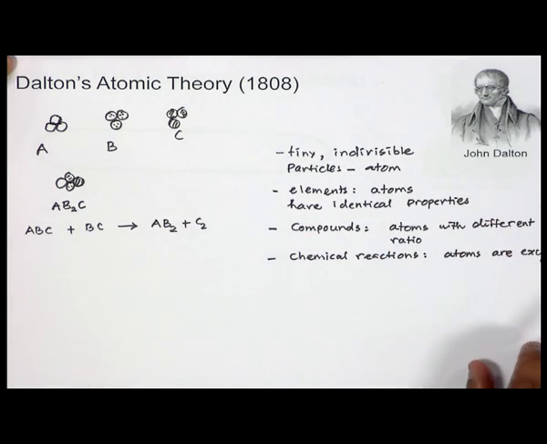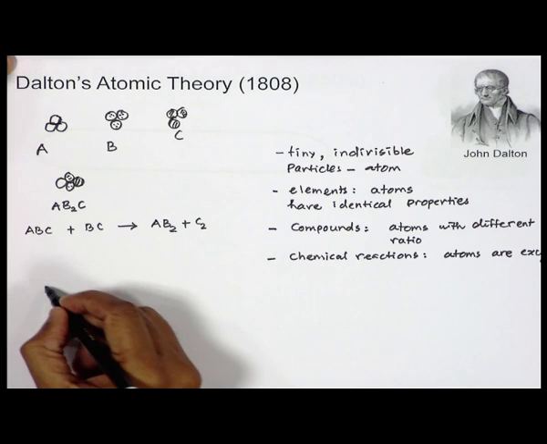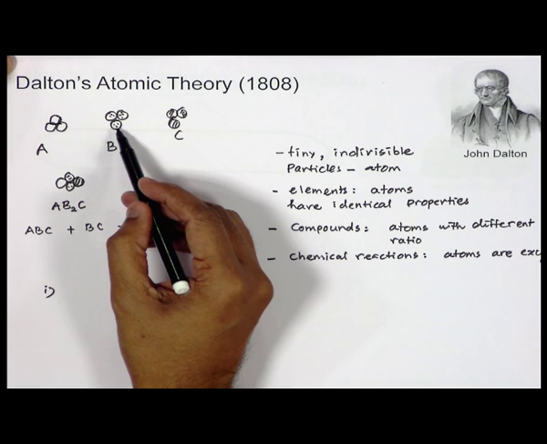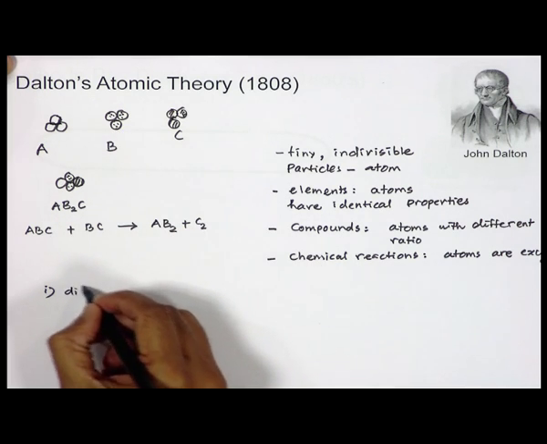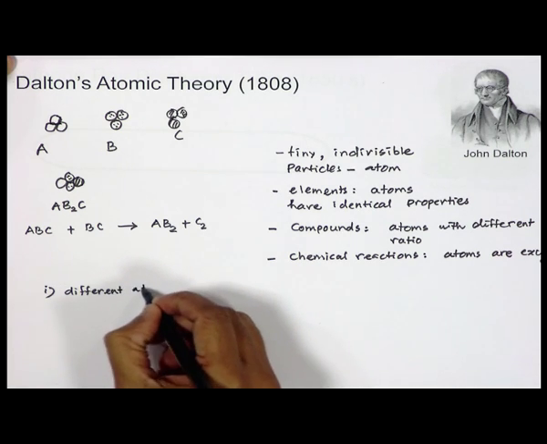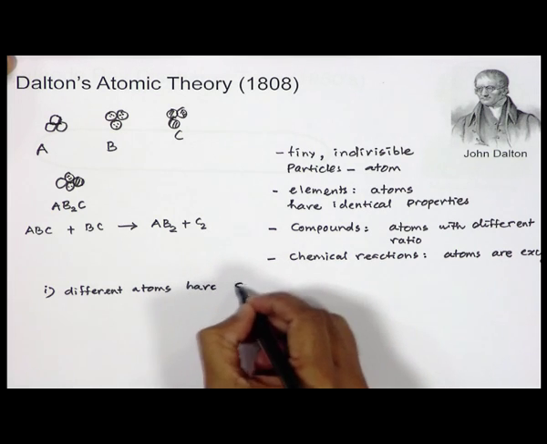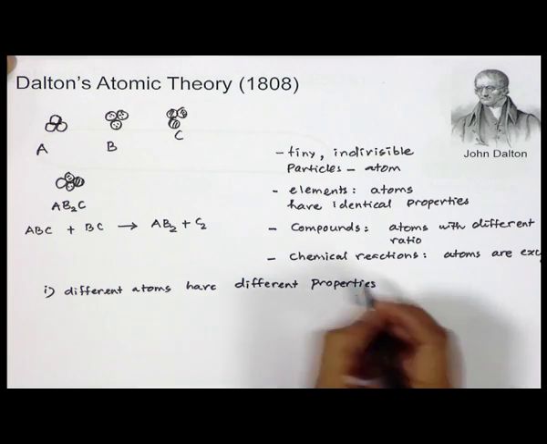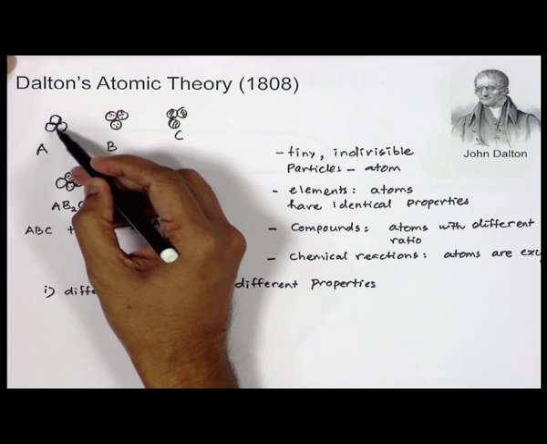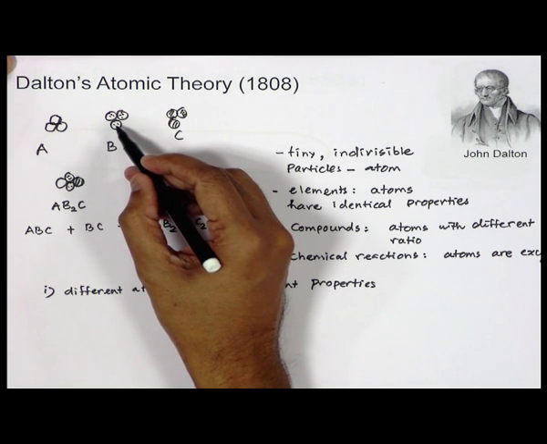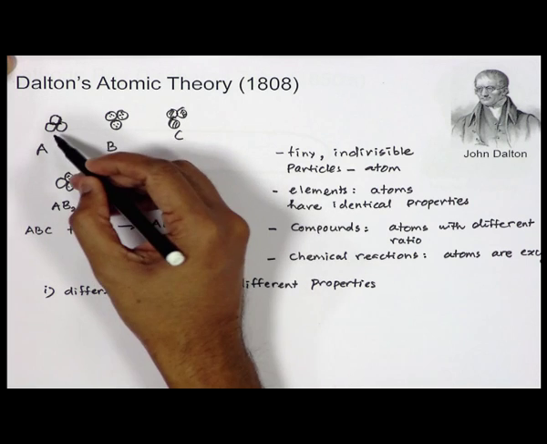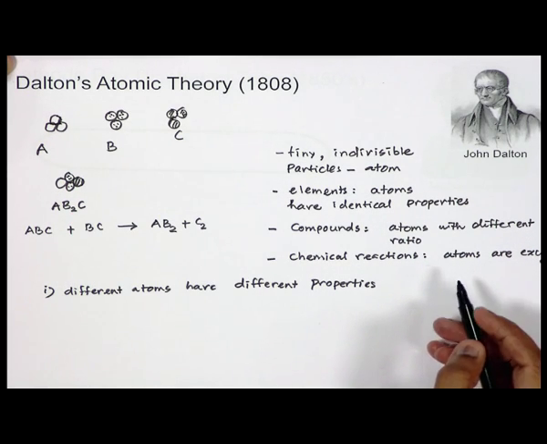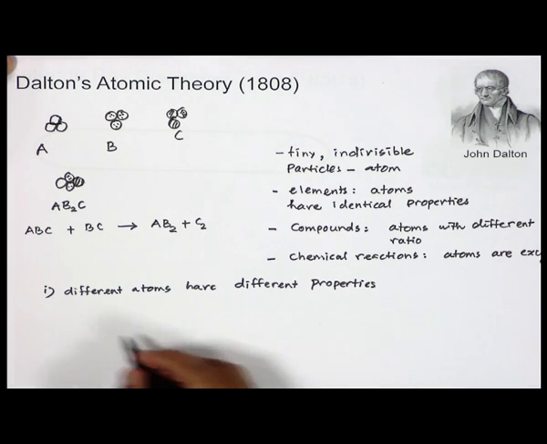It was an interesting theory. It explained several experimental results, but it also had a few drawbacks. For example, it could not say why the atoms of element A and atoms of element B have different properties. So, different atoms have different properties. Dalton's atomic theory suggested that all the atoms of element A have the same identical property. All the atoms of B have the same properties, but atom B and atom A have different properties. But why should they have that? That was not explained by Dalton's atomic theory.